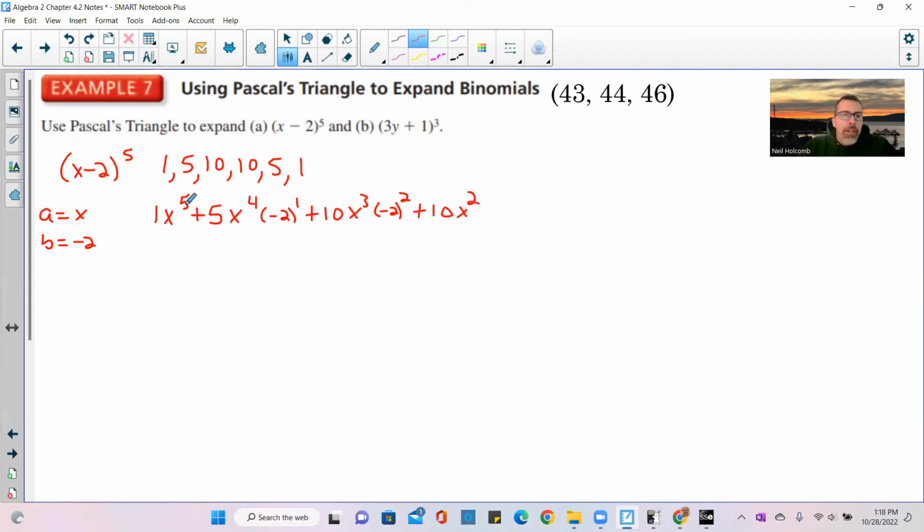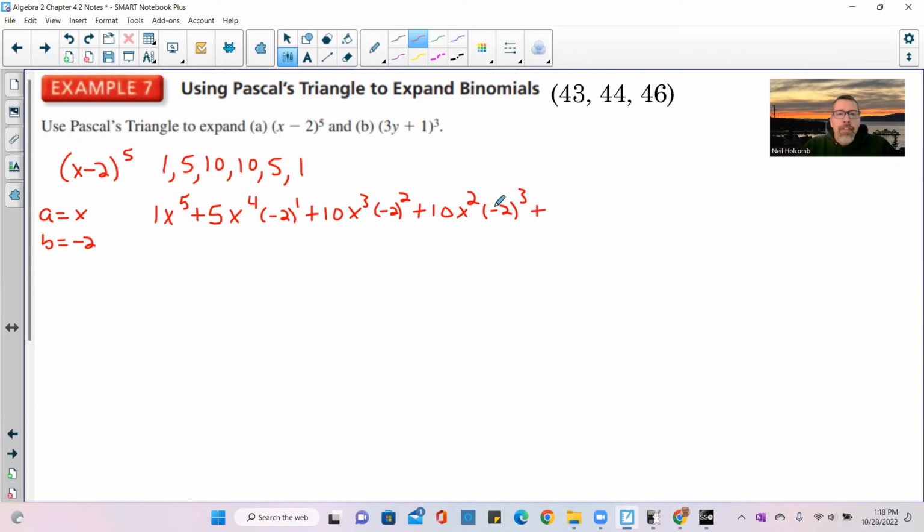So what's happening here is you have x to the fifth, x to the fourth, x to the third, x squared, x, and then a constant. It just keeps decreasing, and your b keeps increasing. So b was 0 here, b is 1 here, b is 2 here, b is 3 here.